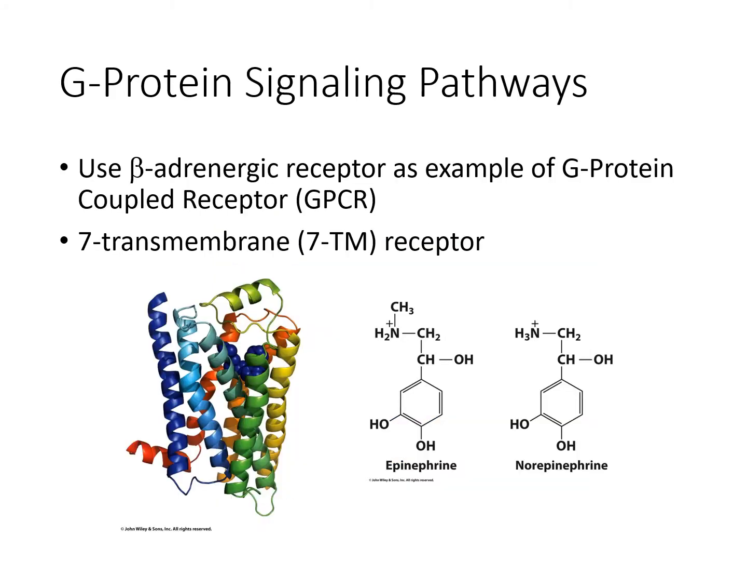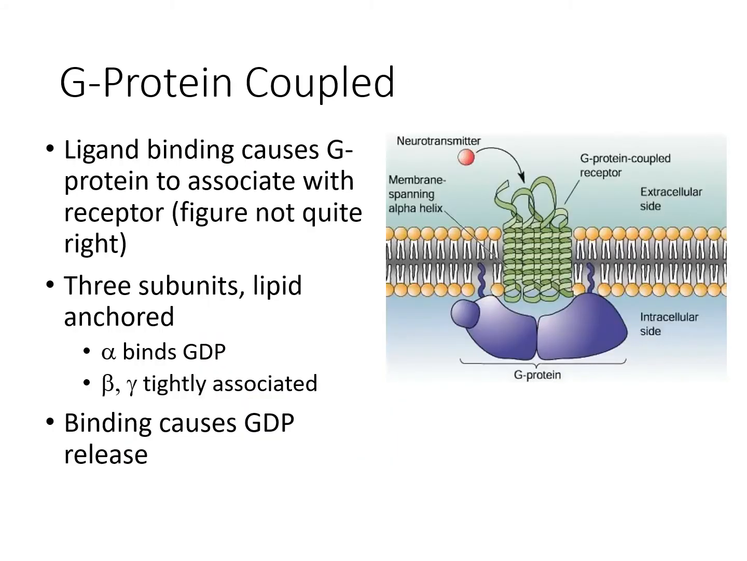This is another image of the 3D configuration of the seven-transmembrane receptor, or the GPCR. We can use this beta adrenergic receptor as an example of a GPCR, and the molecules that can bind to it are epinephrine and norepinephrine. So how does the G-protein coupling work?